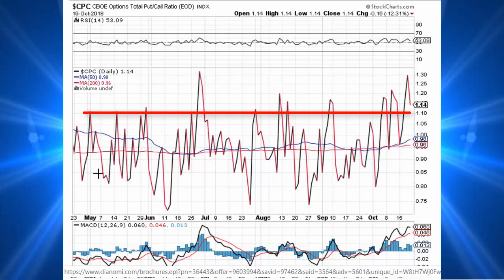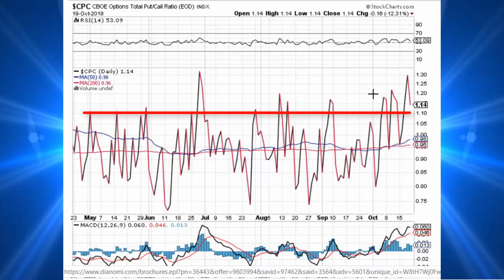As you can see here, since May of this year, the highest we've gone to is just a little bit above 1.30, and as soon as that happens, we revert back. On Thursday, we went to 1.30, and now we're at 1.14, and it looks like we're going to be coming back to the average. What this is telling us is that fear levels are coming down, that the level of put to call is coming back to neutral territory, and when that happens, markets stabilize and become bullish once again.